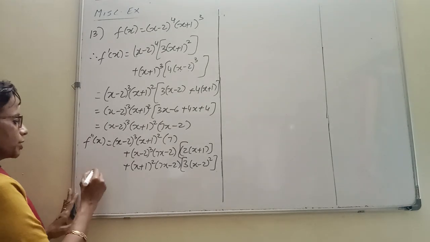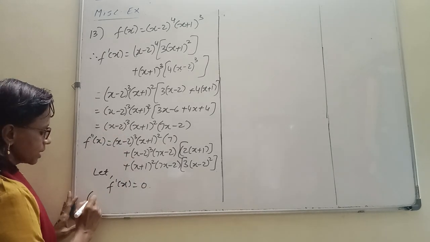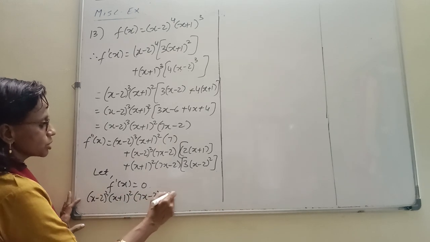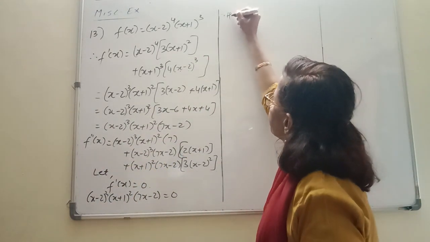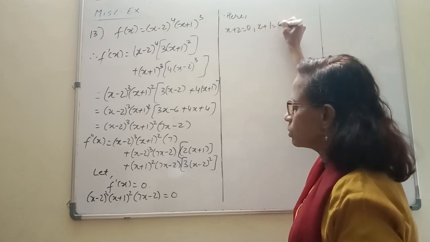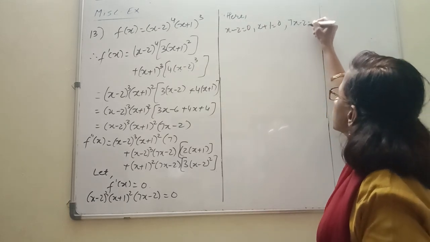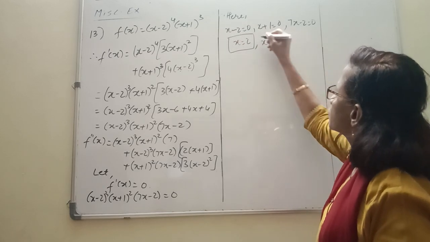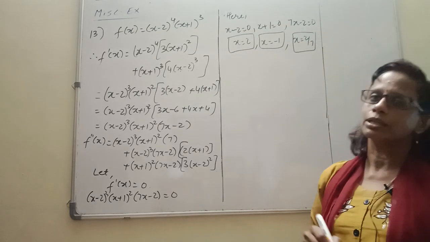Now let's go to the critical points. So let f dash x be equal to 0, which means (x minus 2) raised to 3, (x plus 1) raised to 2, (7x minus 2) is equal to 0. The product is 0 means each of them has to be 0, isn't it? So you have to account for all of them. Here you can have x minus 2 equal to 0, x plus 1 equal to 0, and 7x minus 2 equal to 0. So x can be 2, one critical point, x equal to minus 1, another critical point, x equal to 2 over 7, another critical point. So the 3 critical points you have got.